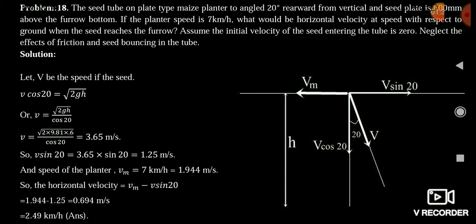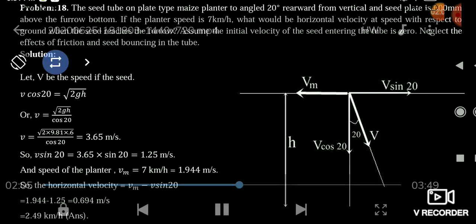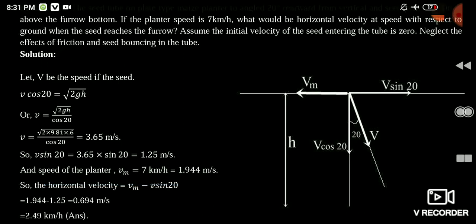So root under 2gh. And friends, v cos 20, because in the vertical direction v cos 20 is the component. So the distance traveled in the vertical direction is equal to root under 2gh. So you can calculate the V value, that is 3.65. Now friends, come to the horizontal direction. What is happening in the horizontal direction? In the horizontal direction, the component is V sin 20. So V sin 20 you can calculate, that is 1.25 meter per second.